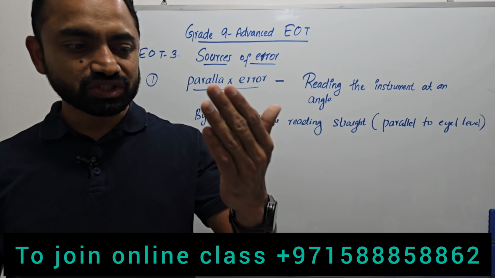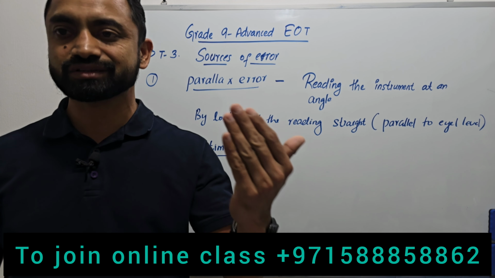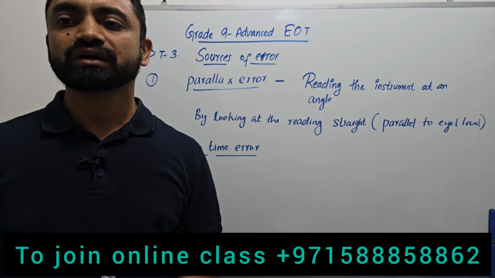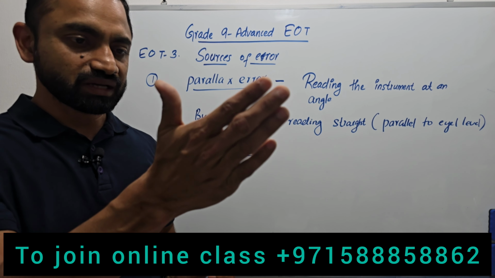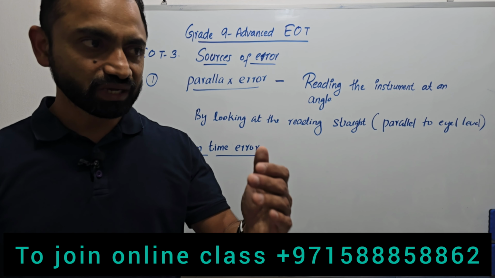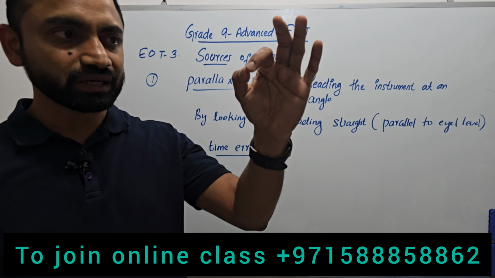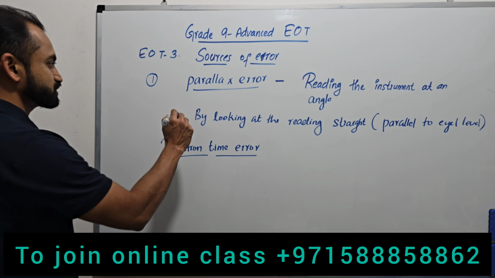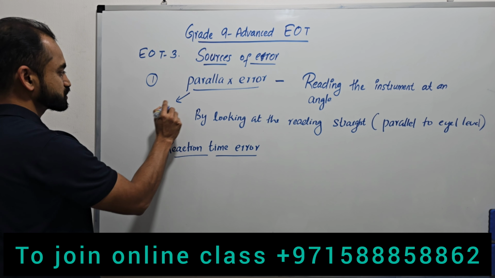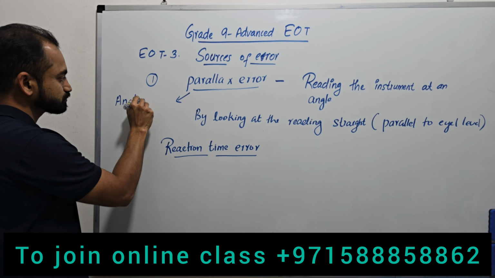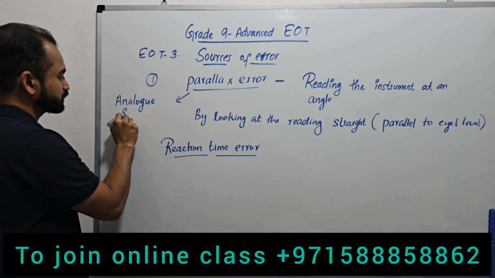Means digitally the instrument is giving us the reading, but when we use an analog machine like an analog ammeter or analog voltmeter, we have to look at the reading and decide the reading, right? So parallax error is associated with analog instrument.